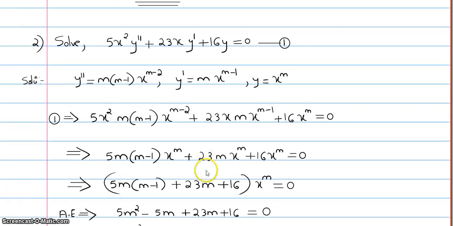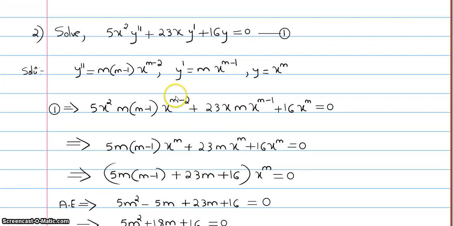The next problem: solve the Euler-Cauchy differential equation 5x squared y double dash plus 23x y dash plus 16y equal to 0. Substituting y double dash as m into m minus 1 x raised to m minus 2, y dash as m into x raised to m minus 1, and y as x raised to m. Combining all the powers of x squared and x raised to m minus 2, we get x raised to m. x raised to 1 into x raised to m minus 1 gives x raised to m, and all the terms contain x raised to m as common.